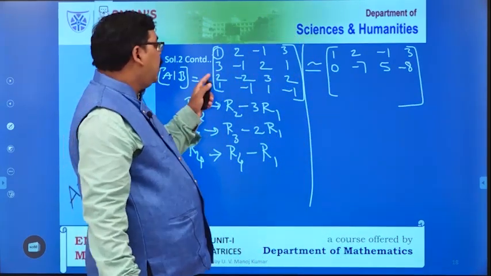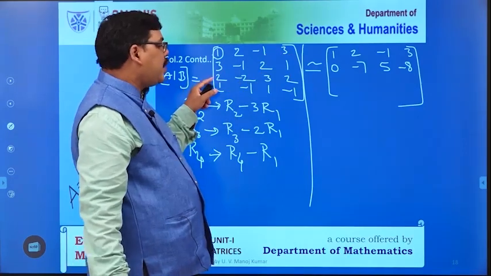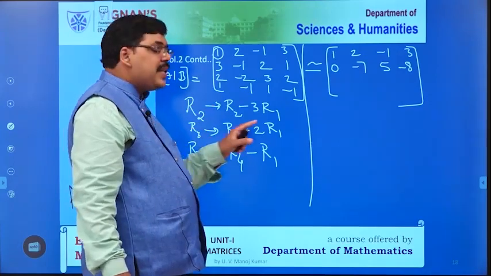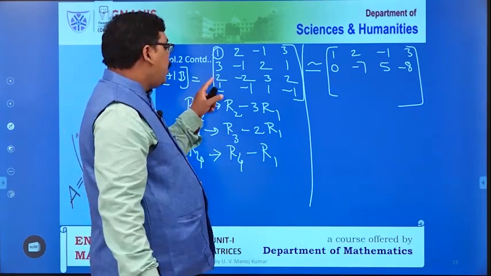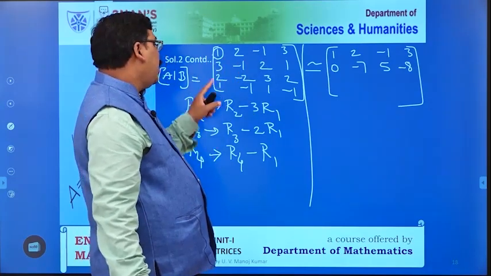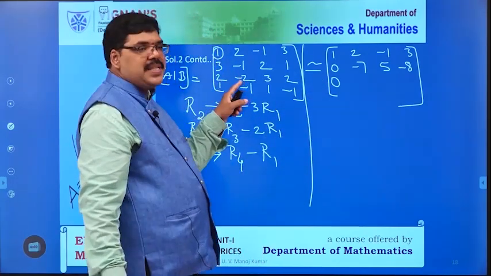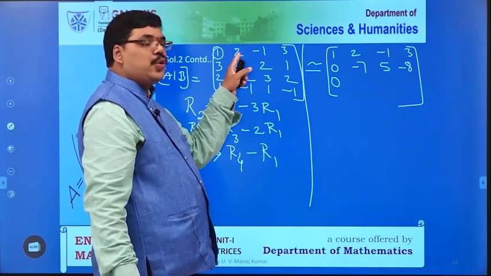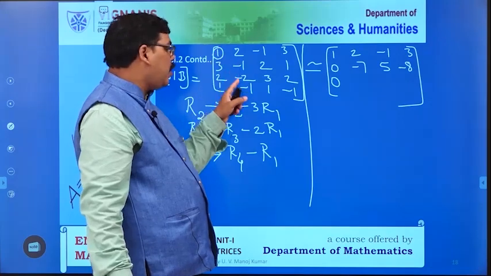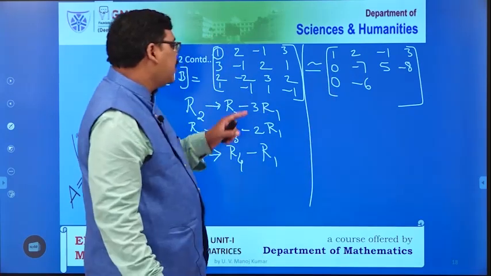Similarly, I am multiplying first row with 2 and subtracting from R3. See here, R3 implies R3 minus 2R1. So this is R3. I am multiplying this with 2 and then subtract. 2 minus 2, 0. Minus 2 is here. I am multiplying with 2 here. 2 into 2, 4. I am subtracting. So minus 4, minus 2. Minus 2, minus 4, minus 6.